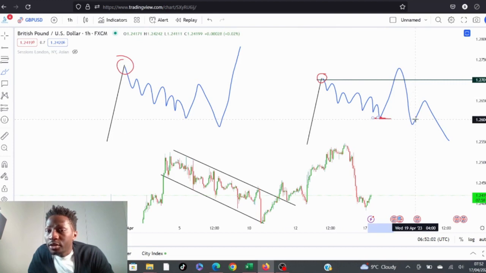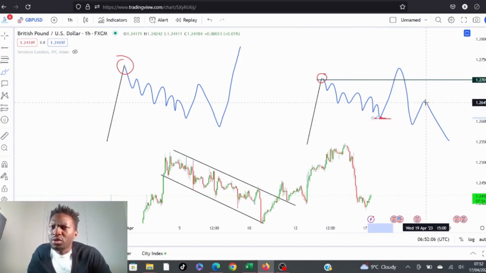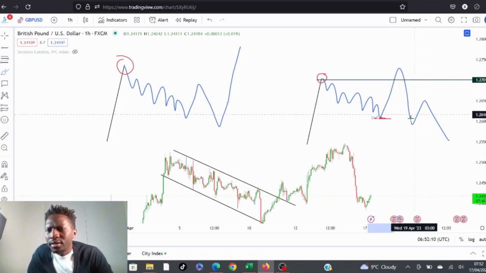The market breaks the previous structure. Of course, 9 times out of 10, when the market breaks the structure, it doesn't just go in that direction. It will retrace. It always does. So you get the retracement, and then the market moves in that direction. And this is what we're seeing right now.